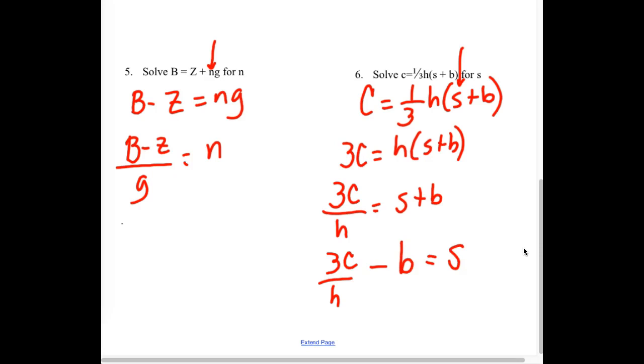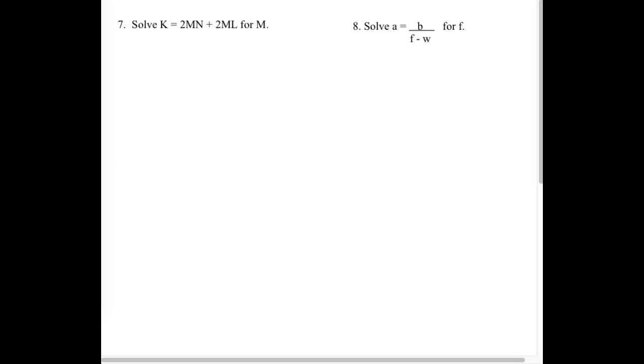Okay? Questions on those so far? All right. How is this one different? We've got k equals 2mn plus 2ml, and we're solving it for m. There's two different m's. All right? You're going to encounter several examples of this. The trick to doing this is to get the m's to be 1. All right? We have to have them as a single m in order to solve for it.